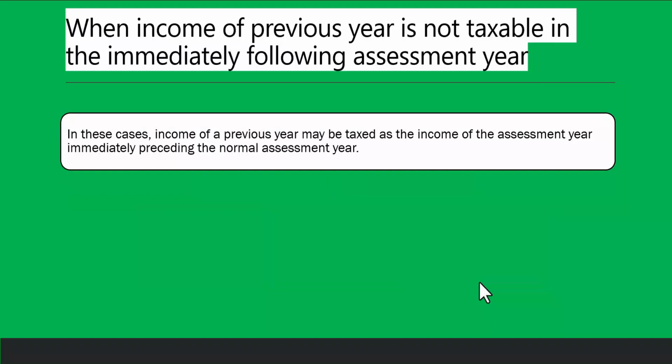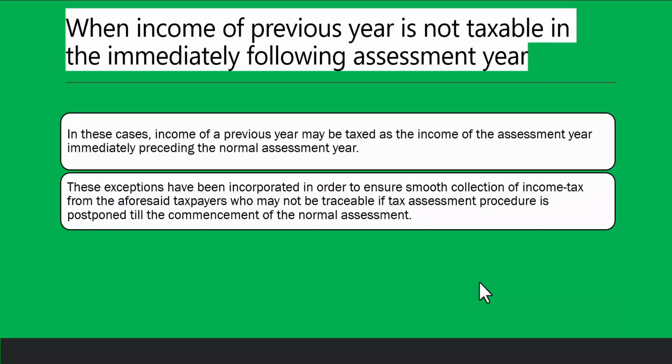In these cases, income of a previous year may be taxed as the income of the assessment year immediately preceding the normal assessment year. So in these cases, income of the previous year may be taxed as the income of the assessment year immediately preceding the normal assessment. That means the previous year and the assessment year will be the same.